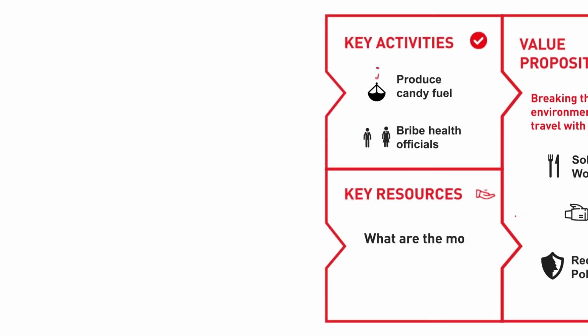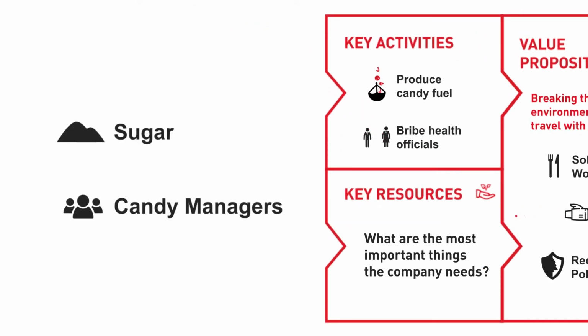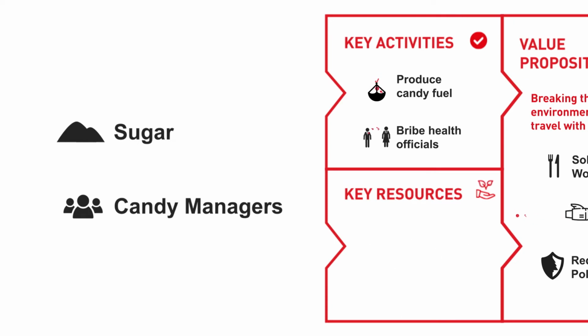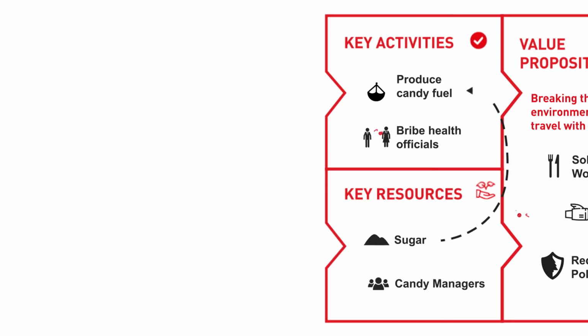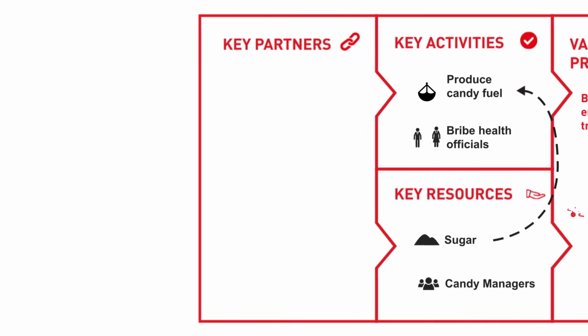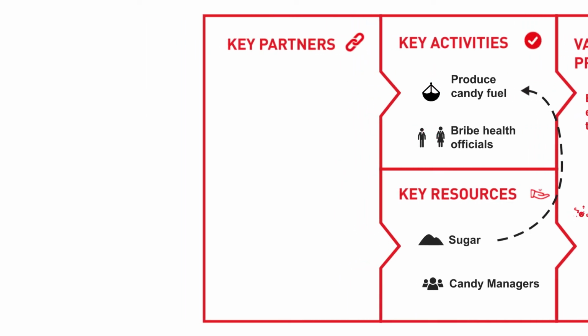Which important assets do you require for your activities? Physical items are but one aspect. Intellectual or human resources are often just as important. Who are your partners and suppliers? What do they give? What do they do?